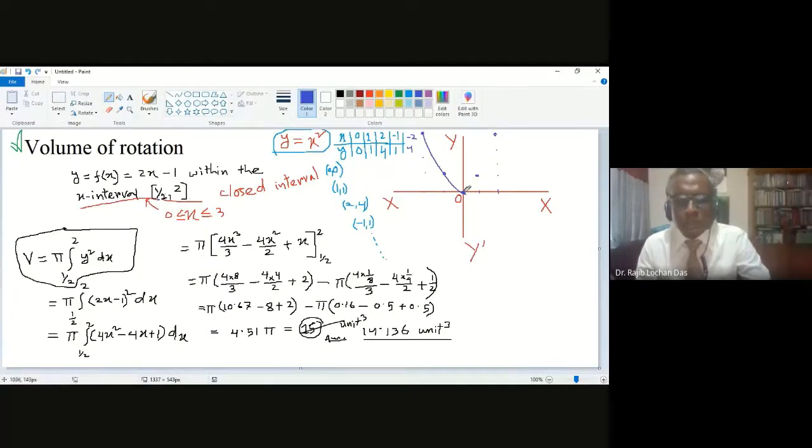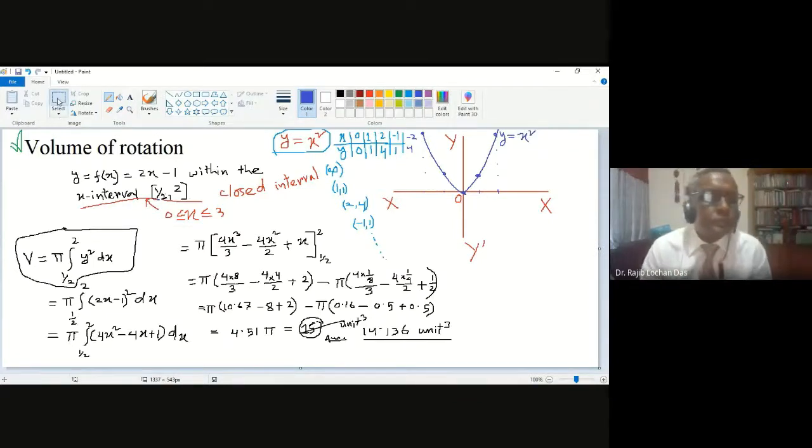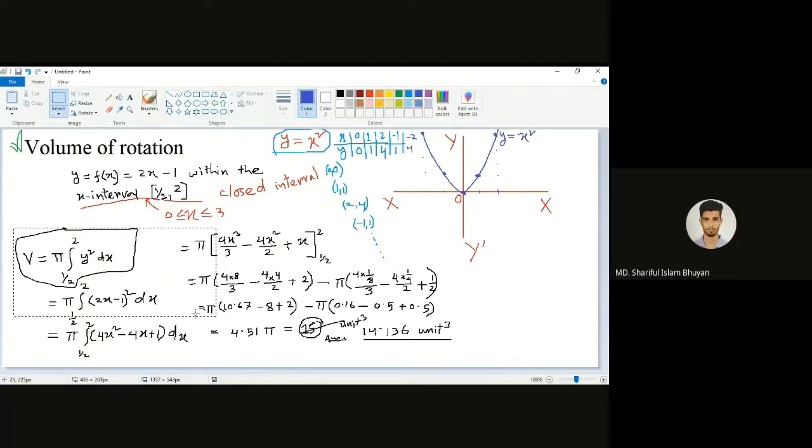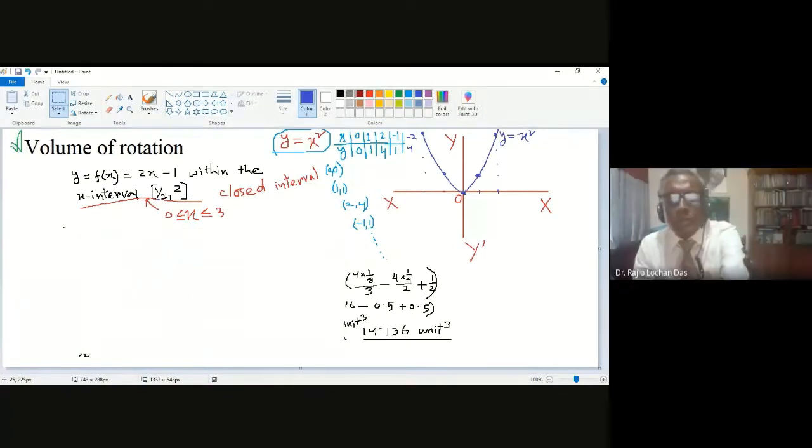Do you know the shape of this graph? Anyone knows what is the name of this graph? Sir, parabola. Parabola, correct. So this is called parabola.